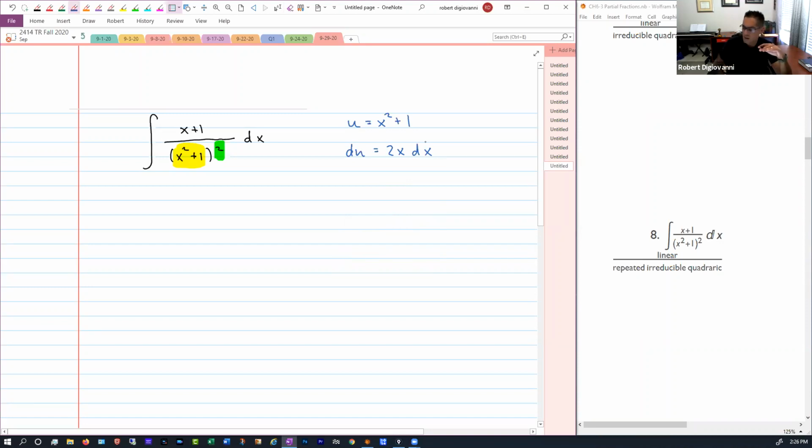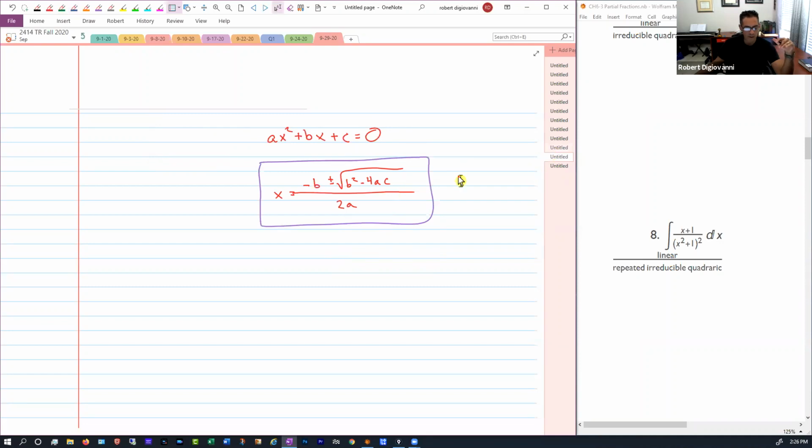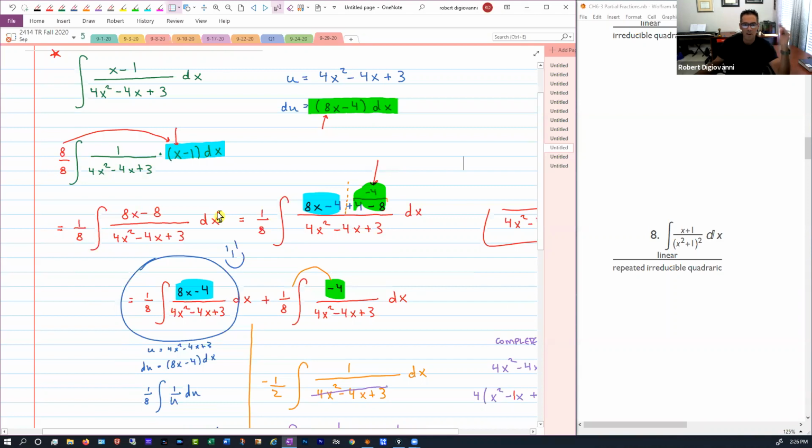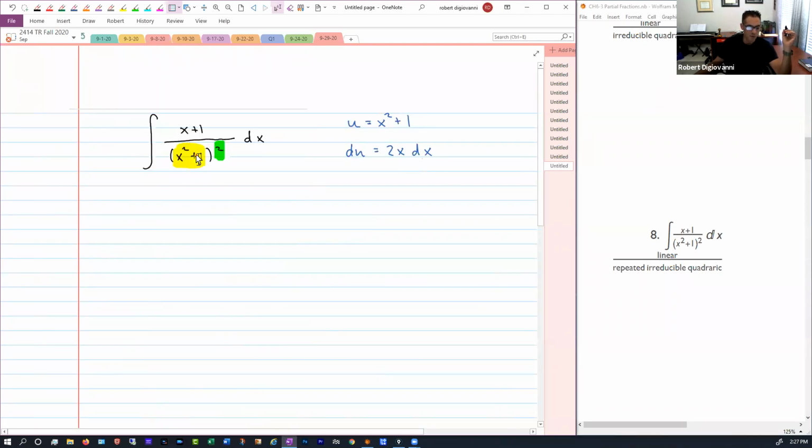So this is kind of like the same exact thing that we did in the previous problem. We had a linear over an irreducible quadratic. We said, hey, let's just let u be the quadratic part. Here's what we'd love to see in the numerator. Oh, we don't have it. Oh, let's make it happen. And then everything worked out after that. Same sort of principle here. What's the irreducible quadratic part? Okay, let's make that u. What's the derivative of that? 2x. Do we have 2x?